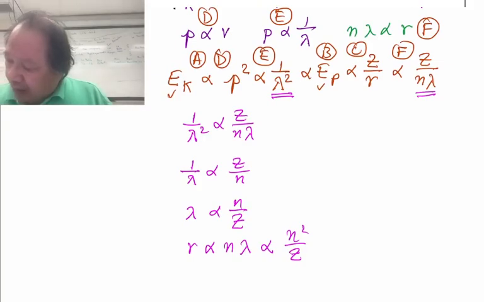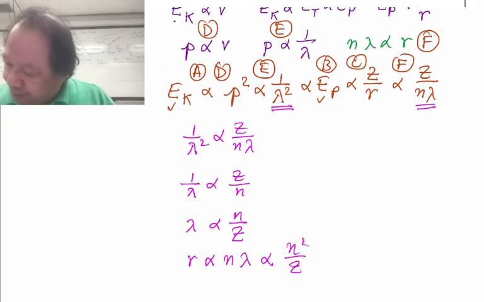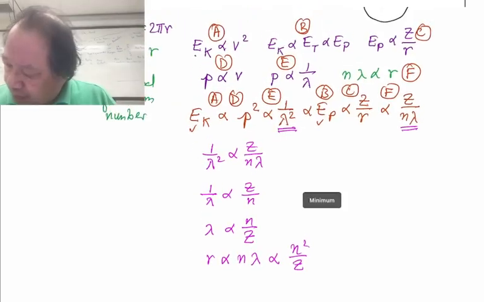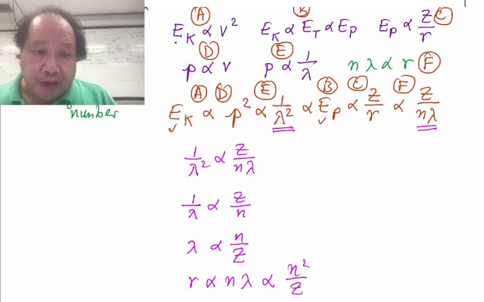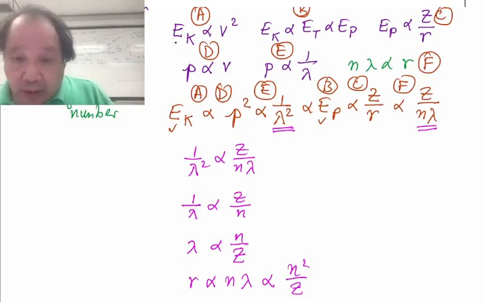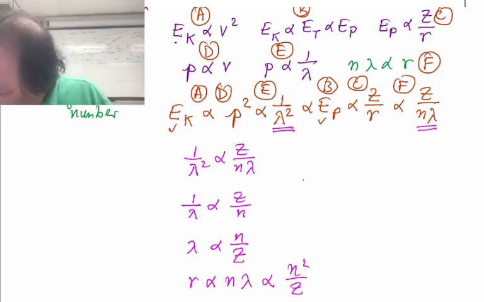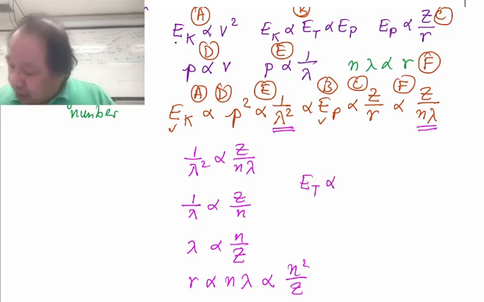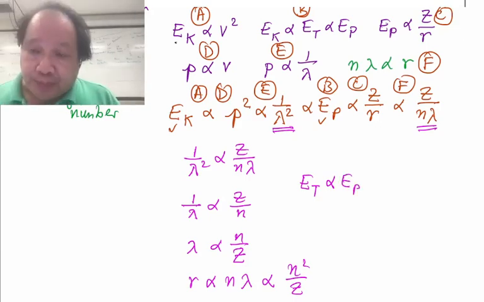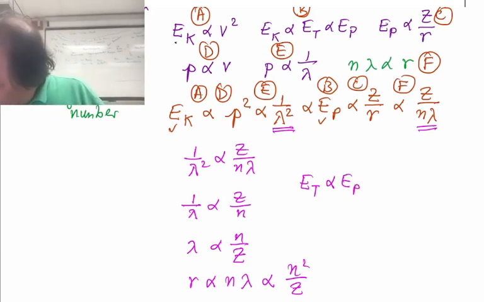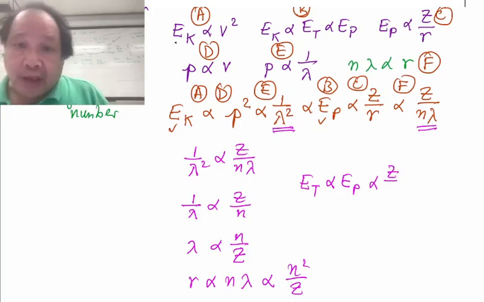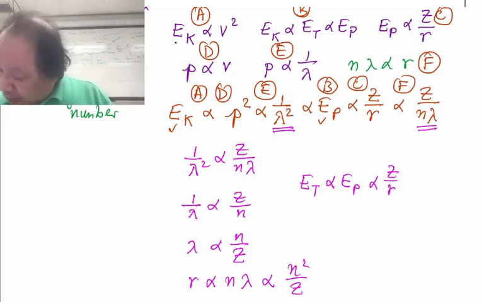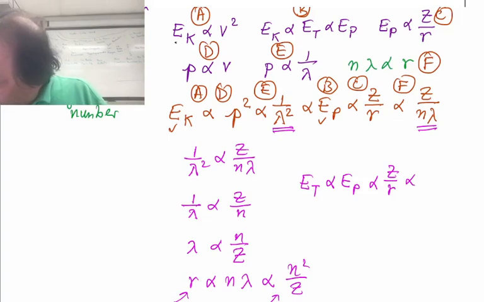And finally, we have ET is proportional to EP. That's the virial relationship B. And EP is proportional to Z over R. That's relationship C. And we know that R over here is proportional to n squared over Z. So if we plug that in, Z over R becomes Z squared over n squared.